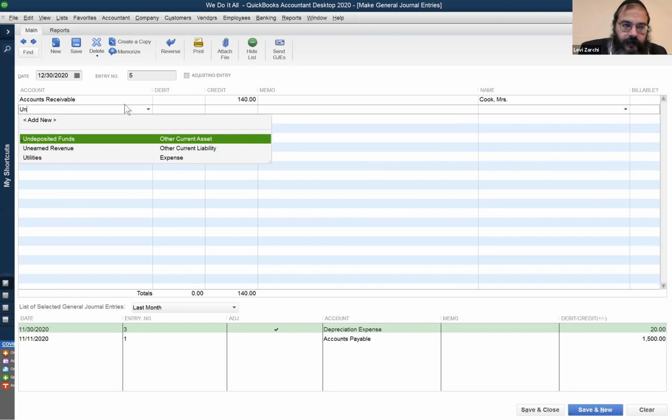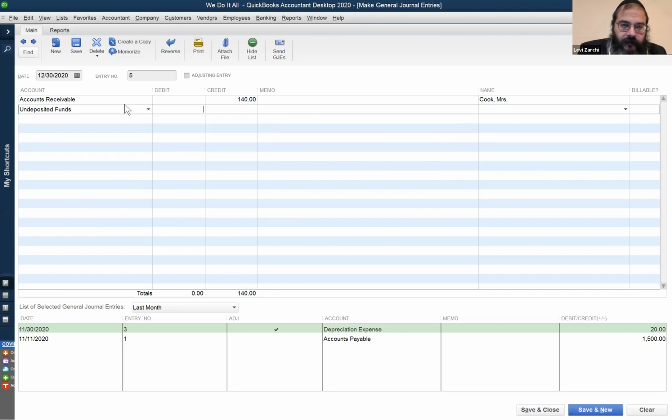Can I undo? We could put it into undeposited funds. We can take it out, but we could put it in, because when you put into undeposited funds, okay, we'll get to it in a second.